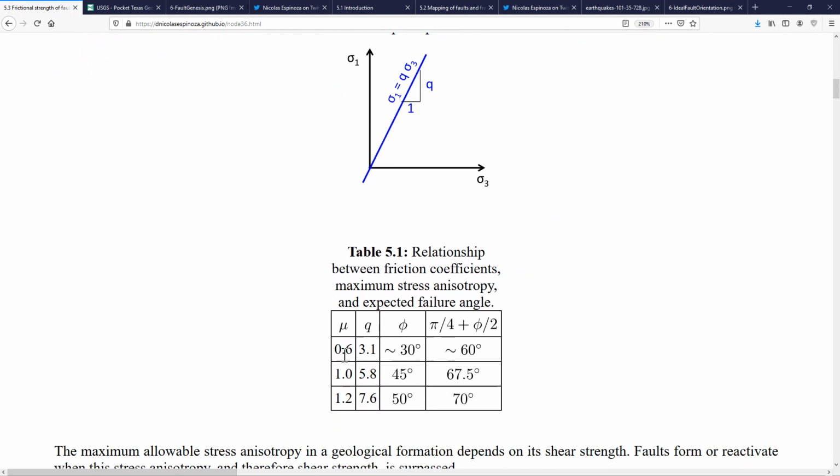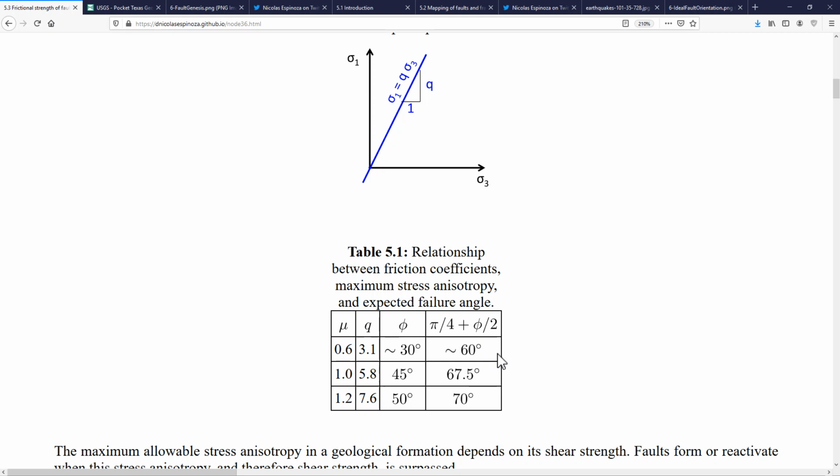Here we can see that for different values of friction coefficient, as the friction coefficient increases, this parameter Q increases and the maximum allowable stress anisotropy also increases. We also see that this is related to the friction coefficient and it's related also to the failure angle at which I would expect such shear failure. Let me hold on a little bit on this. We'll come back to this failure angle in a little bit.